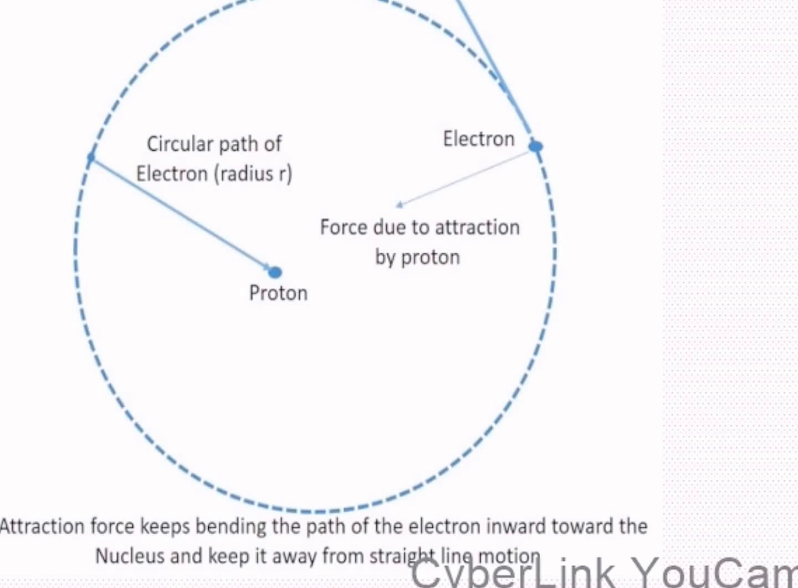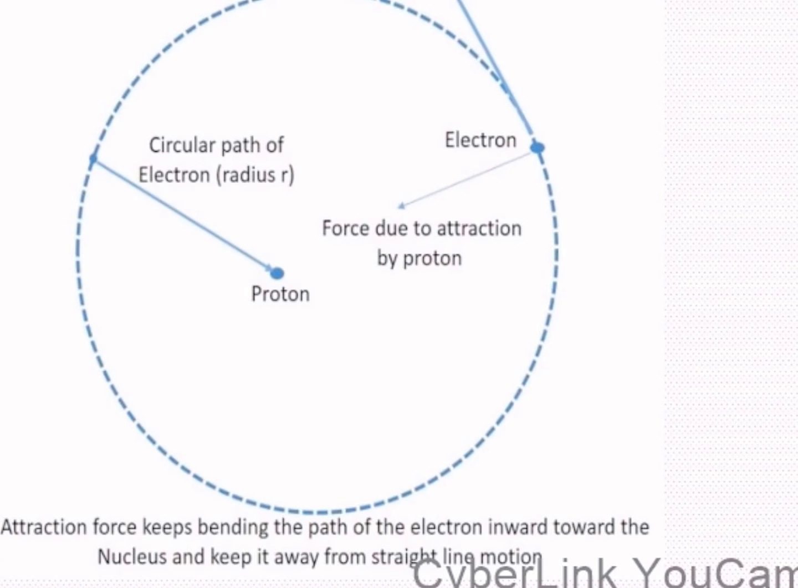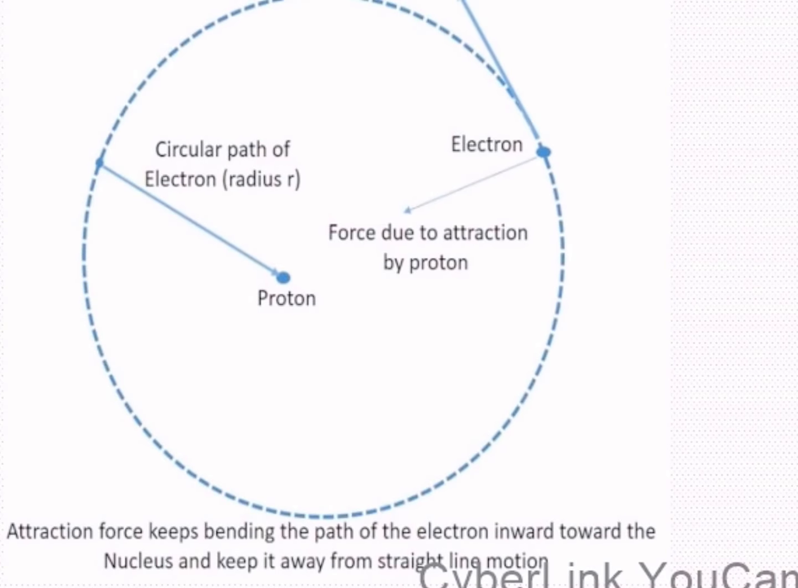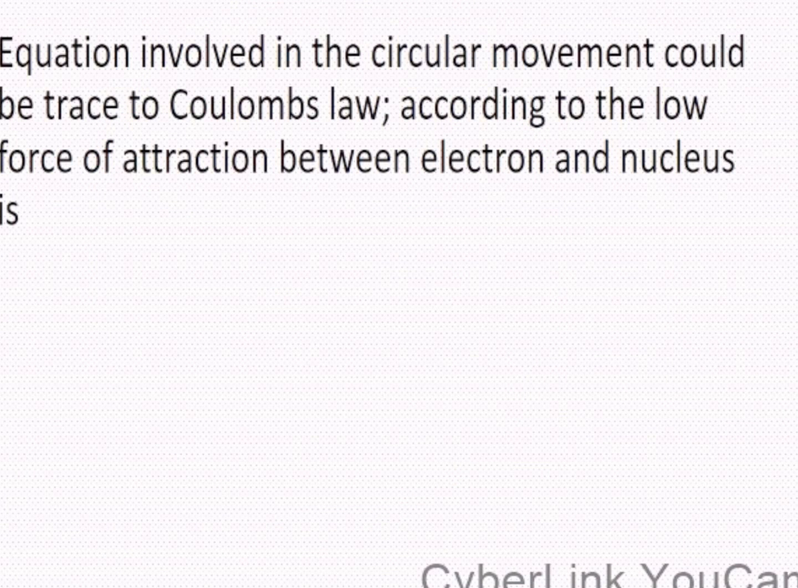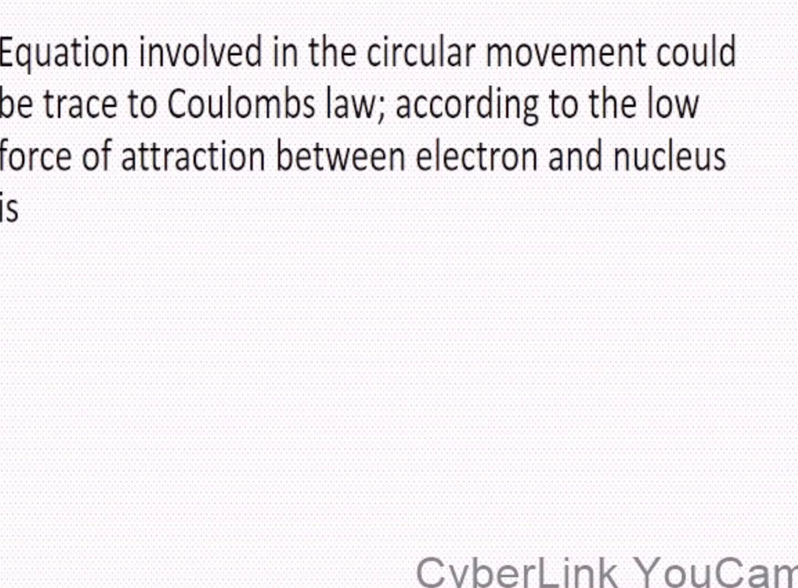there is a force that keeps the electron moving around the circle. It tends to draw the electron inward, keeping on bending the electron in a straight inward path. The equation involved in the circular movement can be traced to Coulomb's law.